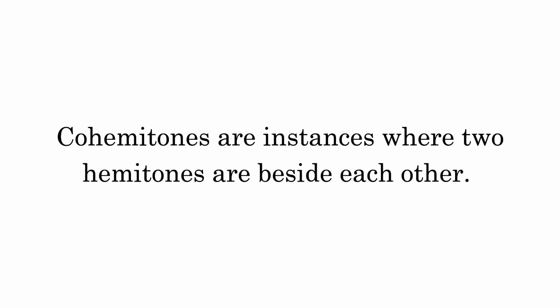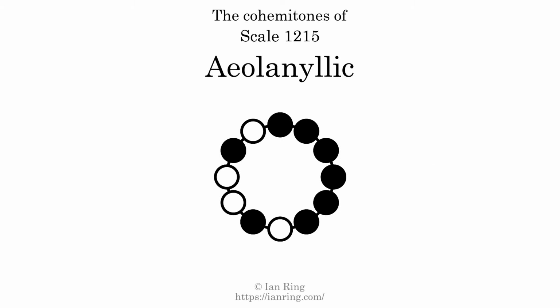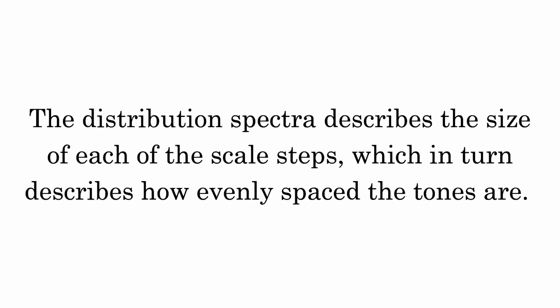Cohemitones are instances where 2 hemitones are beside each other. This scale has 4 cohemitones. They are at positions here, here, here, and here. The distribution spectra describes the size of each of the scale steps, which in turn describes how evenly spaced the tones are.